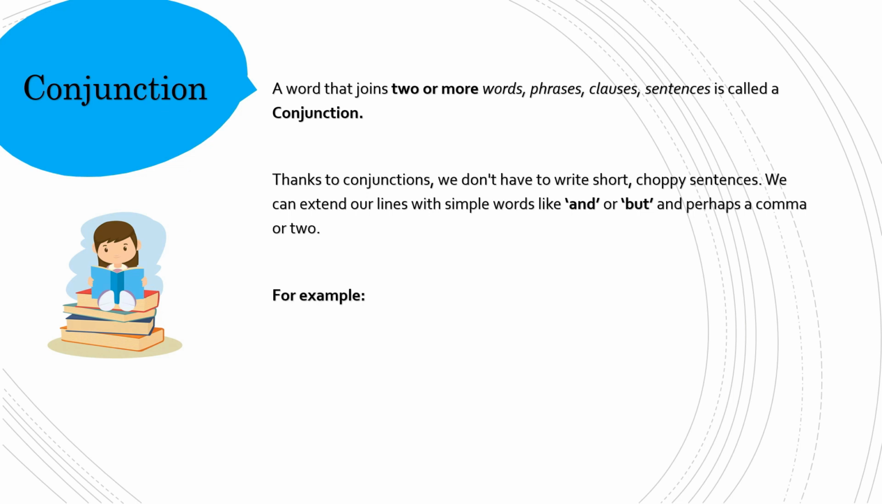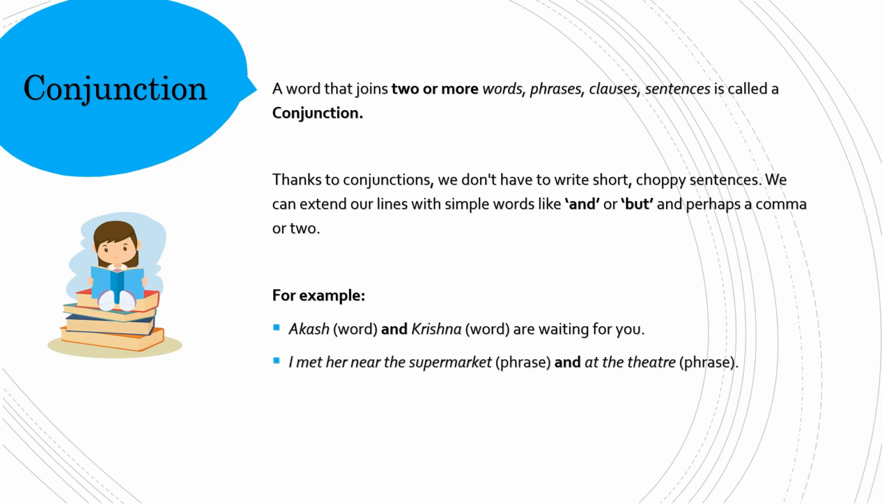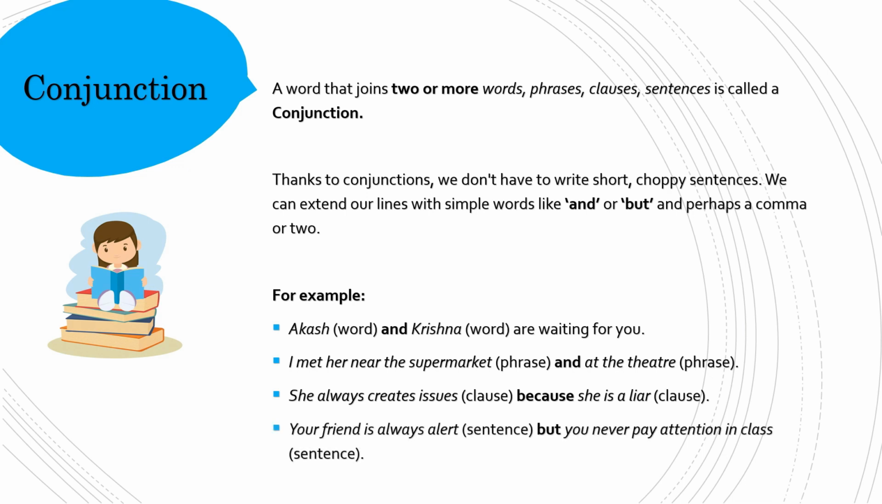For example, Akash (word) and Krishna (word) are waiting for you. I met her near the supermarket (phrase) and at the theater (phrase). She always creates issues (clause) because she is a liar (clause). Your friend is always alert (sentence) but you never pay attention in class (sentence).